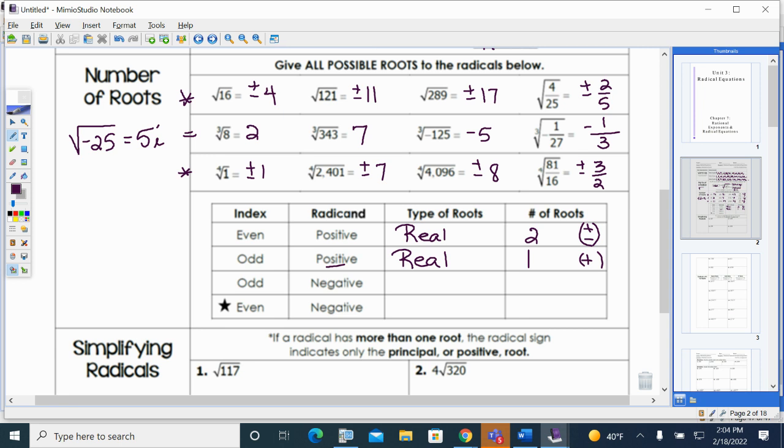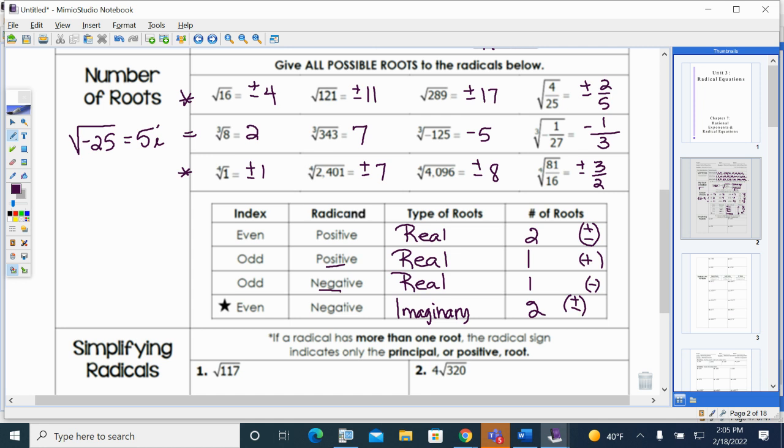Versus odd index but negative. If the number underneath was negative, it's still a real solution, a real answer, a real root. But the answer is going to be negative. And again, there can only be one of those, just a negative answer. The last one has a star beside it. For even and negative, the types of roots here are going to be imaginary. And again, you can have 2 of those because one can be positive and one can be negative.